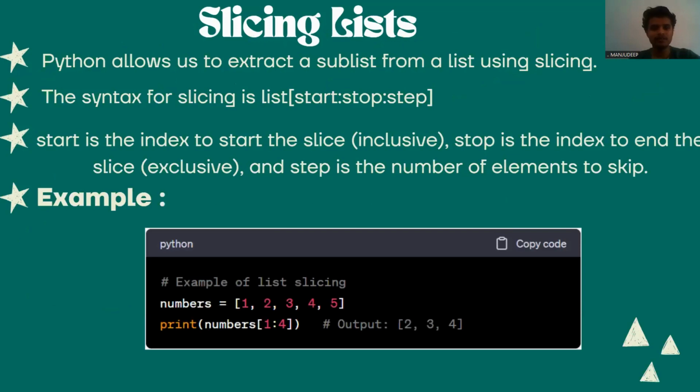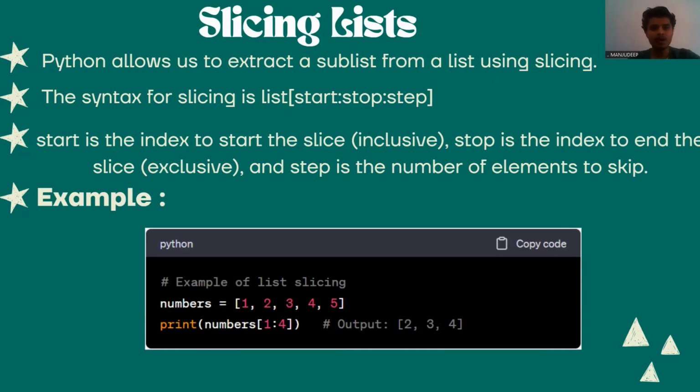Slicing a list. Python allows us to extract a sublist from a list using slicing. The syntax for slicing is list, open the square brackets, start colon stop colon step, and close the square bracket. Start is the index to start the slicing, inclusive. Stop is the index to end the slice, exclusive. And step is the number of elements to be skipped.